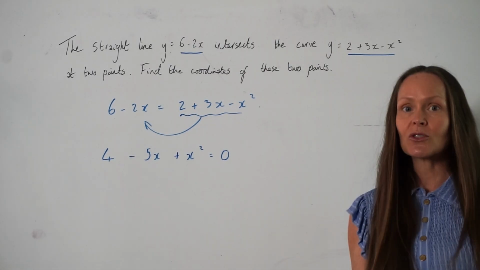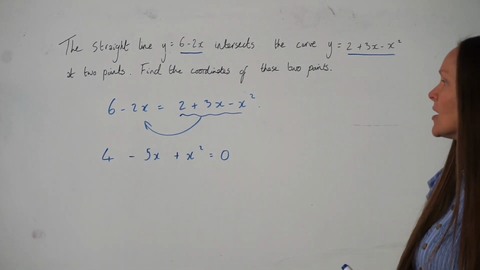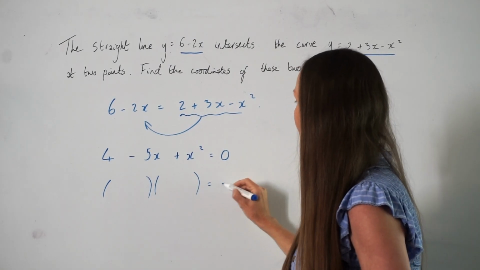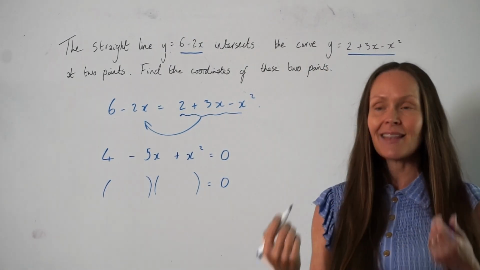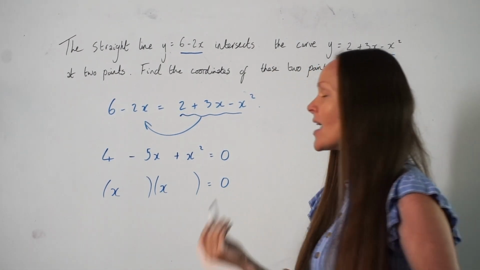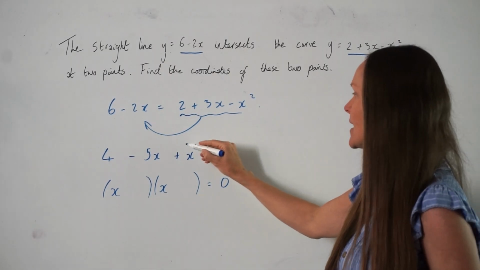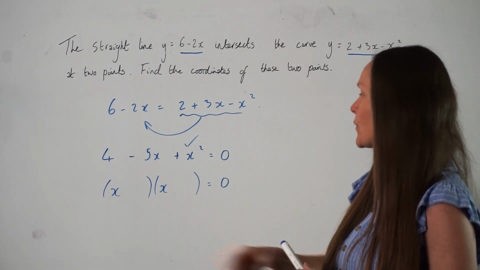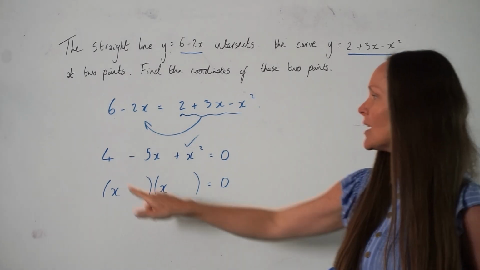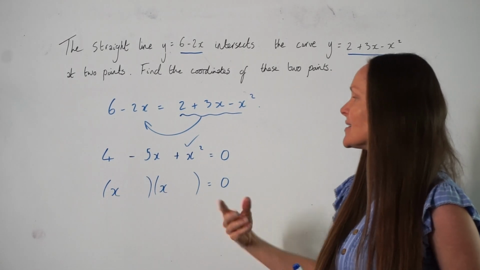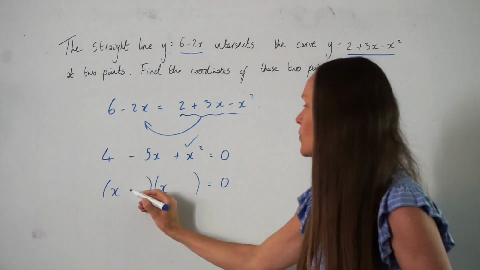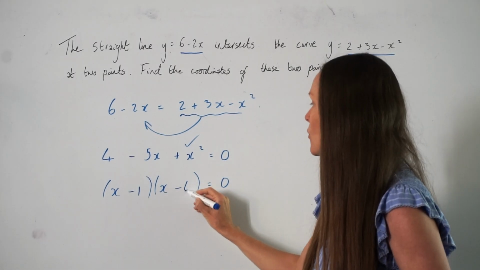So to solve this quadratic equation, we can factorize. I'm going to pop it into 2 sets of brackets here, and I'm going to start by filling in the x terms. So we have letter x here and also here, as x multiplied by x gives us the x squared. Now, to find these 2 numbers, we know they have to multiply together to give positive 4, and at the same time they have to add together to give negative 5. So they must be negative 1 and negative 4.